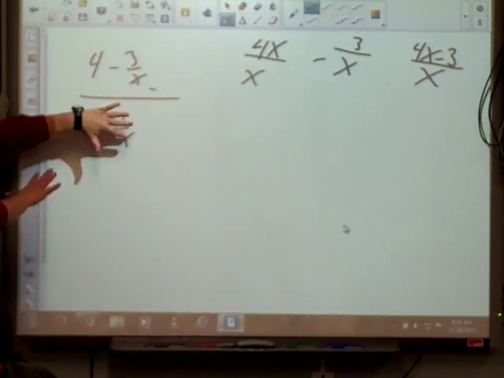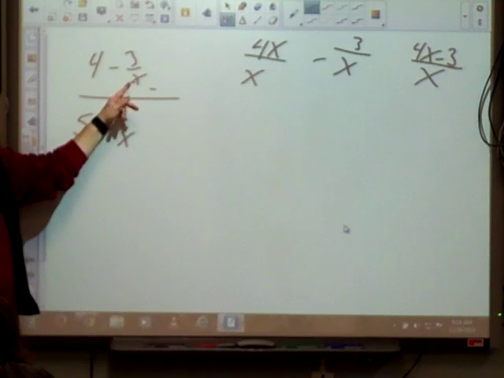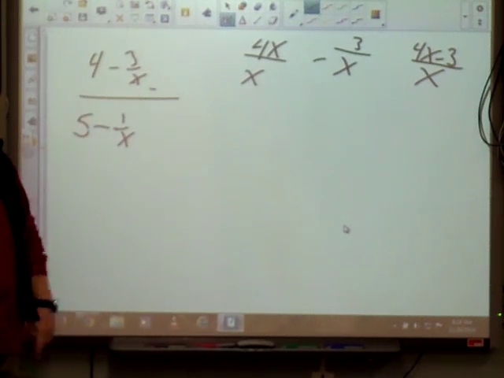Looking only at the top, don't worry about the 5 right now. To subtract these, we've got to get a common denominator. What will 1 and x both go evenly into?